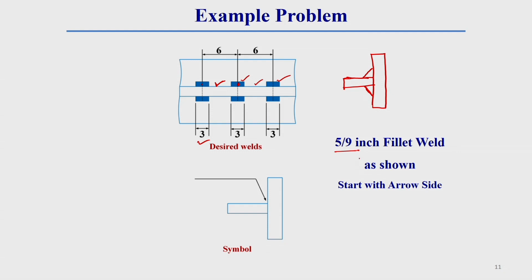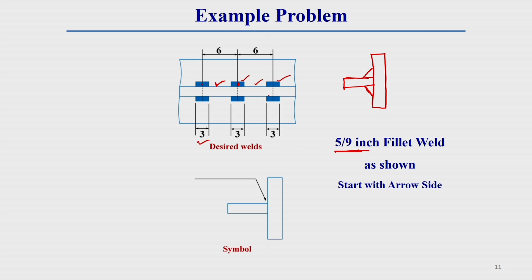This fillet weld has a size of 5 by 9 inch. That means the fillet weld size is specified by its leg length, generally in a fillet weld. So let us say this fillet weld size is 5 by 9 inch. So, the size of the weld, and what are the welding operations here we have to.